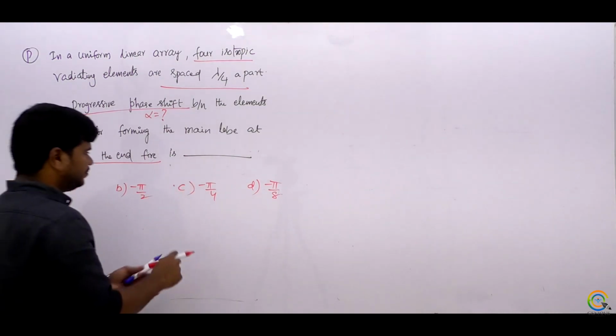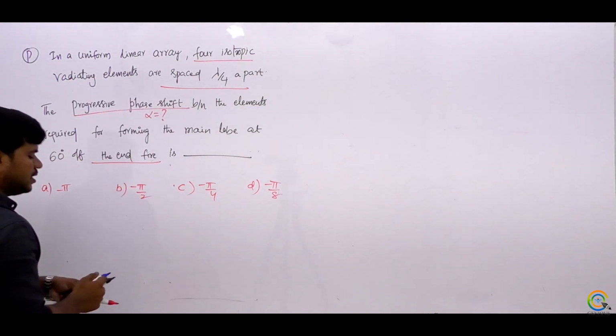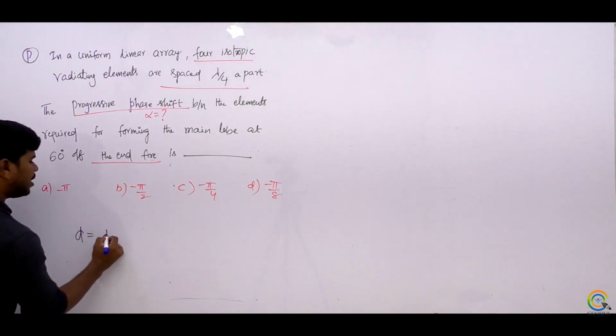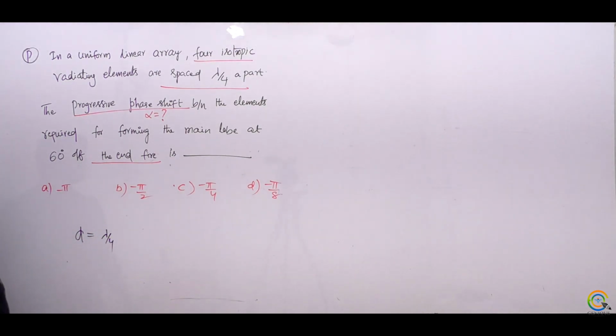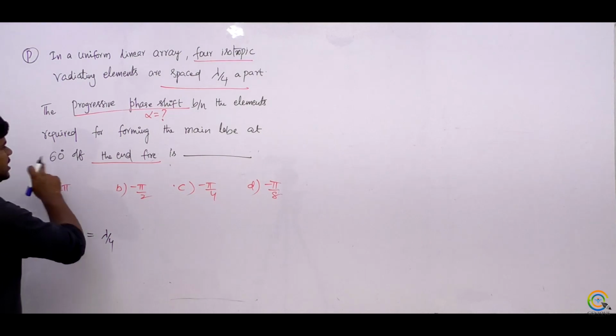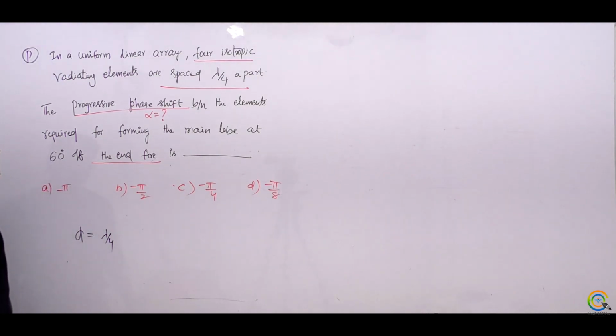And what has he given? In this question he has given d is equal to lambda by 4. The distance between the two elements is lambda by 4. And he has given 60 degrees. What is this 60 degrees? And n is equal to 4 is given.